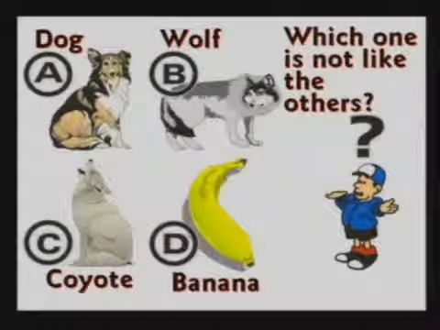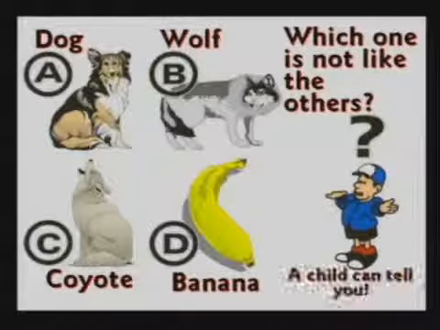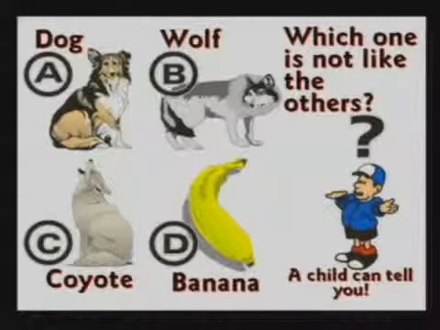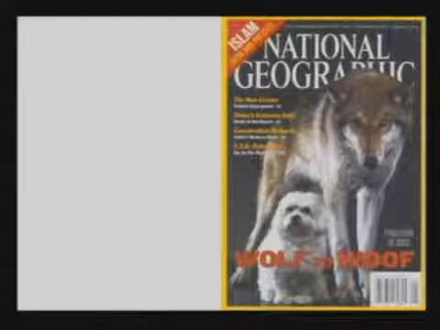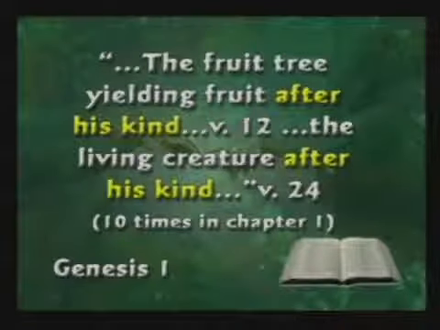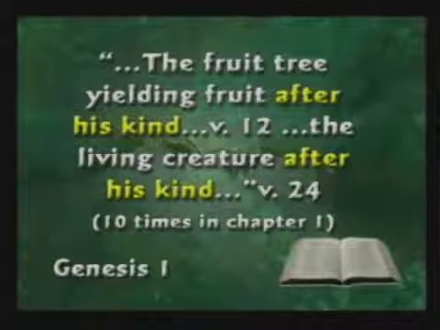I have five-year-olds do this all the time in the audience. I say, "Okay, kid, here's a dog, a wolf, a coyote, and a banana. Which one is not like the others?" Just about without exception, they can figure it out. Okay, it's the banana. National Geographic says, "The evolution of dogs, yes, wolf to wolf." Nobody is arguing with that, but that's not really evolution. The Bible says they're going to bring forth after their kind. So the question is, can they bring forth? And the dog and the wolf can mate and bring forth. They're the same kind. The dog and a banana cannot. They are not the same kind, okay?